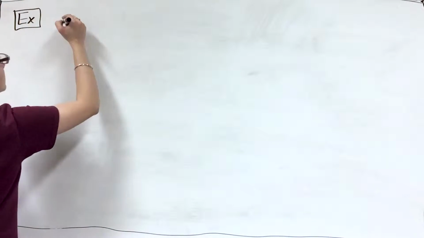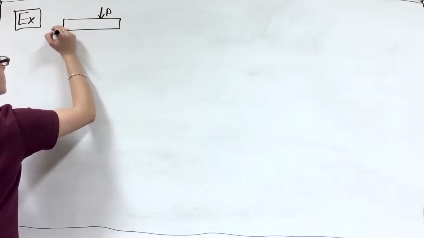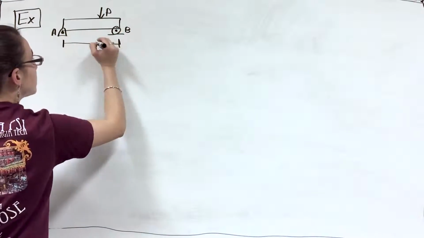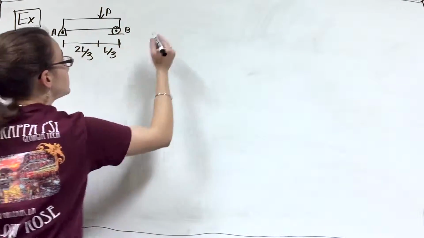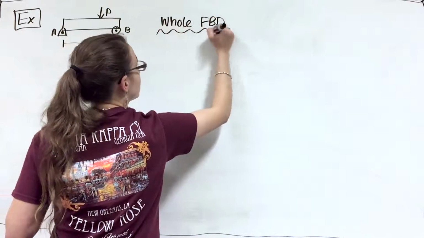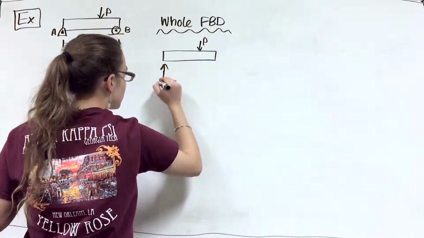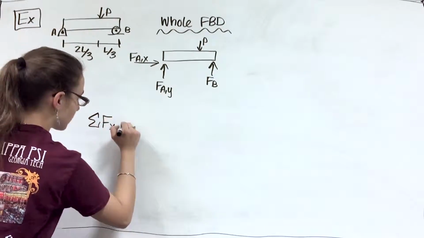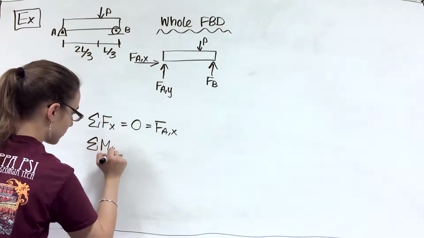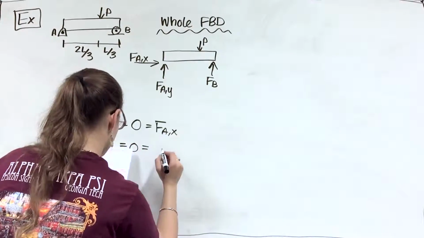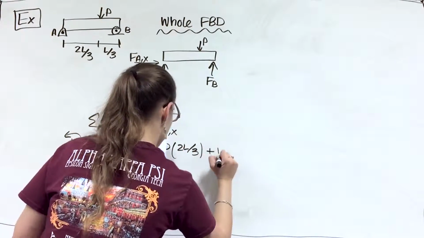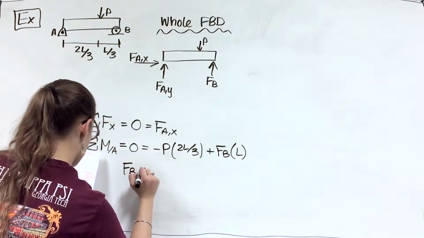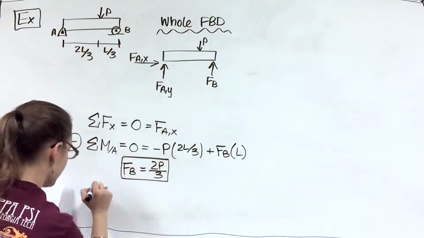Looking at an example of a beam with a pin joint and a roller joint and a force P at 2L/3, we can solve for our internal forces. Our first step is to solve for the whole free body diagram. We replace our pin joint with an X and Y force at A and our roller joint with a force at point B. Using the sum of the forces in the X direction and setting it equal to 0, we see that FAX is equal to 0.